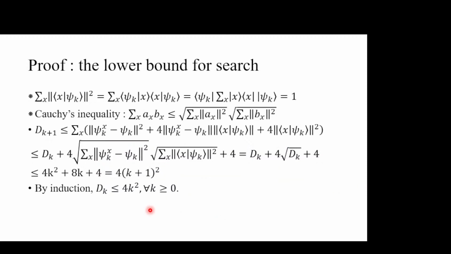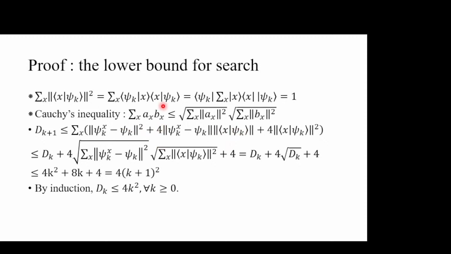Okay, and so we know the last term sums to 1, and also we are going to bound the middle term with the Cauchy-Schwarz inequality, which is: the sum over x of a_x b_x is less than or equal to the square root of the sum of a_x squared times the square root of the sum of b_x squared. Okay, and so we do this term by term. So d_{k+1}, we know it was this thing. Okay, and so we look at the terms one by one. The first term is actually just d_k, because d_k is just the sum over x of ||ψ_x^k − ψ_k||². Okay, so the first term is just d_k. That's very nice.